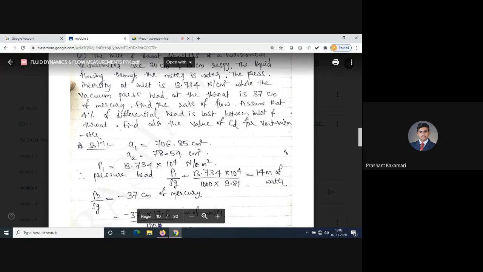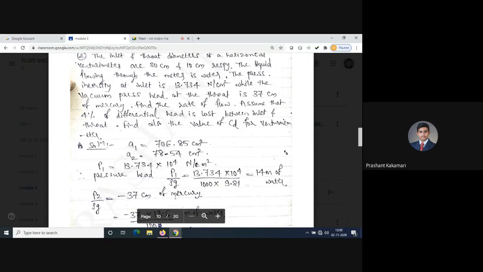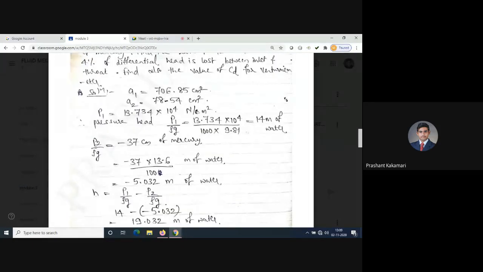Now next is mercury deflection or the head of mercury. One minute. In question, what they have given? While the vacuum pressure head, okay, head is given, not the deflection. Vacuum pressure head is 37 centimeter, which is vacuum because of the mercury. So head is given means I can write it as P2 by rho g. This is not deflection, this is not X value. So due to vacuum pressure, they have taken negative sign here again, minus 37 centimeter of mercury.